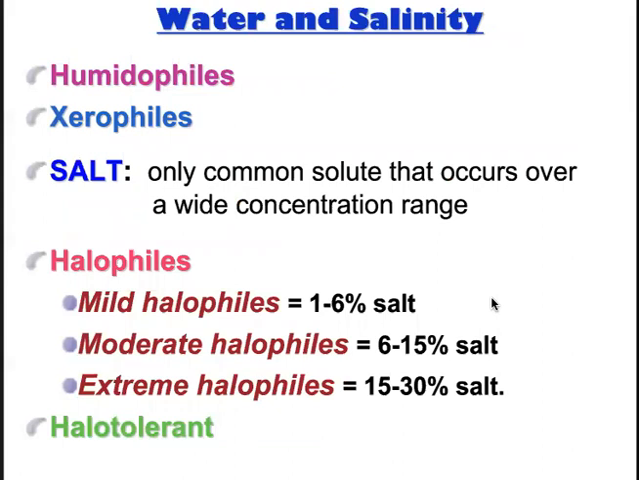And then, of course, water and salinity. The most indispensable requirement for growth is water. Living organisms would require water. Those that would need a lot of water or a lot of moisture in order for them to grow are called humidophiles. And those that can survive in dry environments like the desert are called xerophiles. Salt is also very important, because it is the solute present in most of the solutions inside the body.